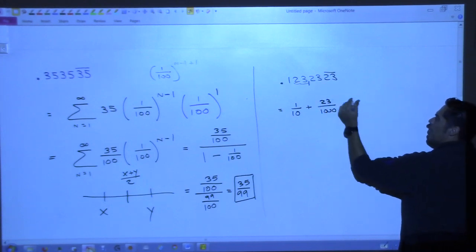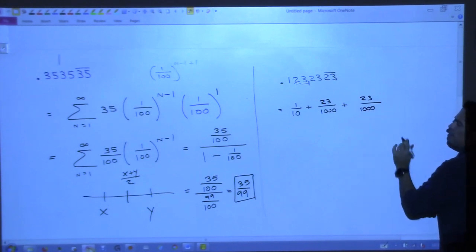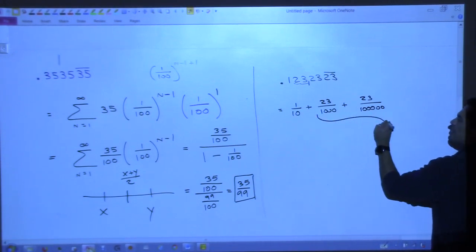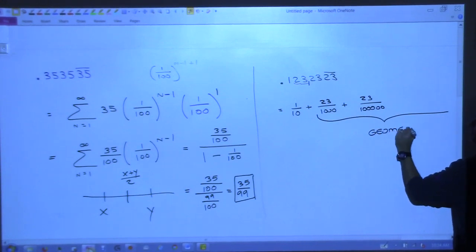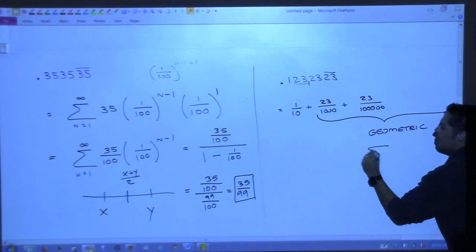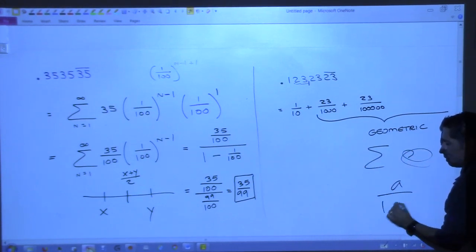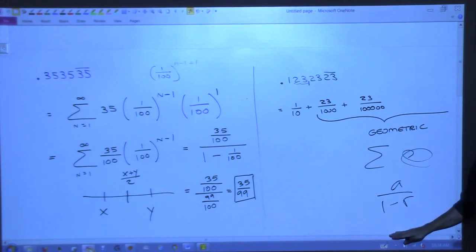And then what would my next one be? 23 over, how many zeros do I need to add? 2 more. Okay? Now, this here all the way down is geometric. And you'll be able to come up with the formula for this, and this will turn out to be a over 1 minus r, okay? And you will get an answer.